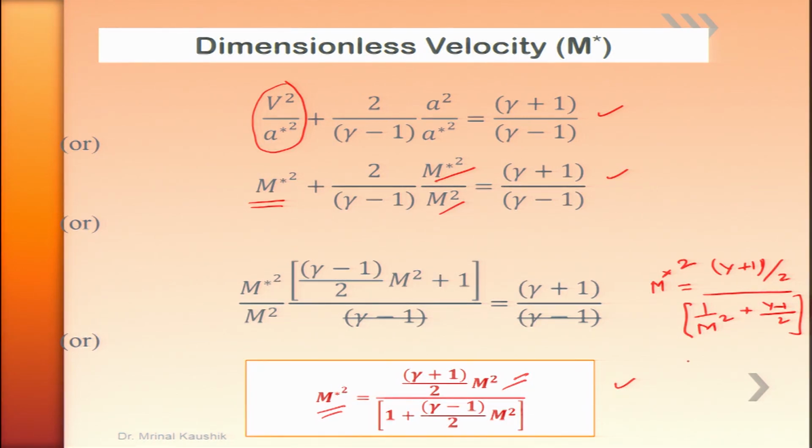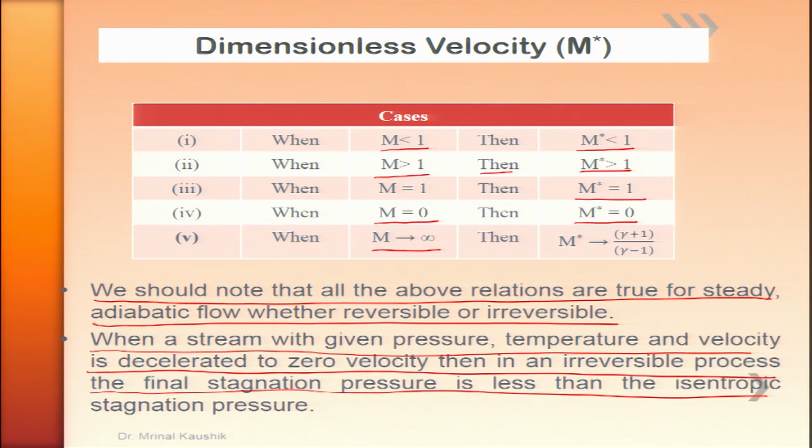Now, once M tends to infinity, clearly this gives me M star square is equal to gamma plus 1 divided by gamma minus 1. That means, under this condition, the M star is obtained as square root of gamma plus 1 upon gamma minus 1.